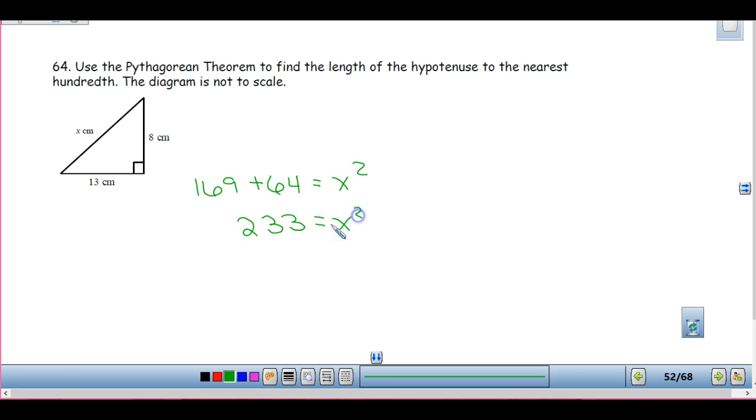233 equals x squared. Take your square root of both sides. X equals 15.26 centimeters.